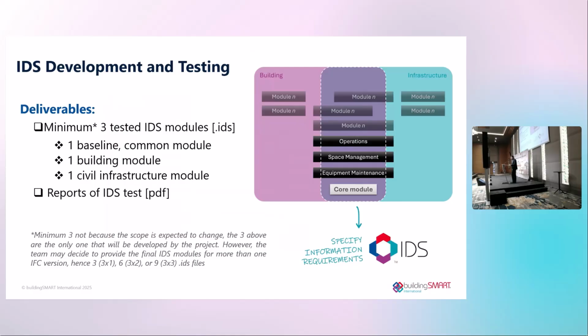Considering the deliverables, the first big part of deliverables will be the IDS files. So it may cover a minimum of 3 tested IDS modules, 1 for the baseline common module, 1 for the building module, 1 for infrastructure. It may not be just 3 because we may extend to different IFC versions, but as long as we want to have some IDS tests and reports. This is a big part of the project.